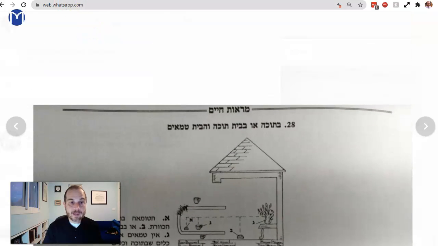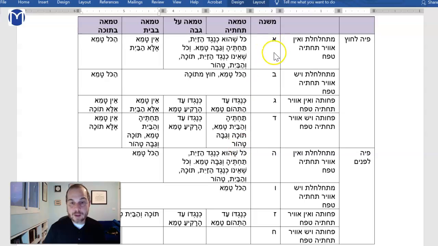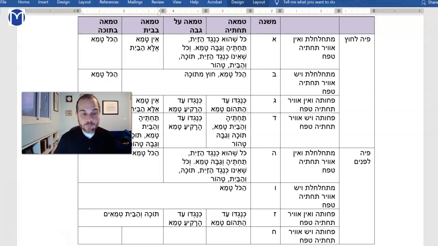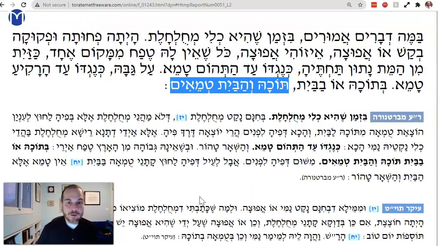So we can now fill in our chart. Well, it's getting to be a big chart. Tumah tachteha kenegdo tehom tameh. Tumah al gabah kenegdo harakia tameh, on top, up to the heavens. And then tumah bayit or tumah betocha, then tocha vehabayit tamei. Sometimes I find it really amazing when the Mishnah actually, you can see the chart in the Mishnah. You just have to chart it out.